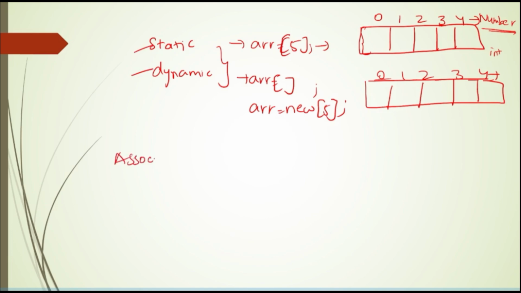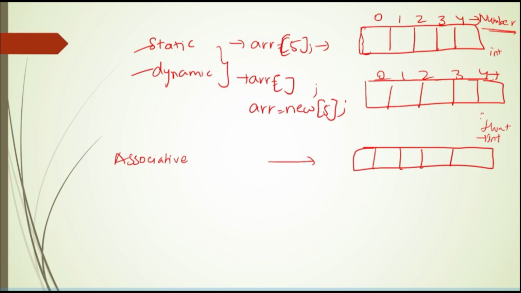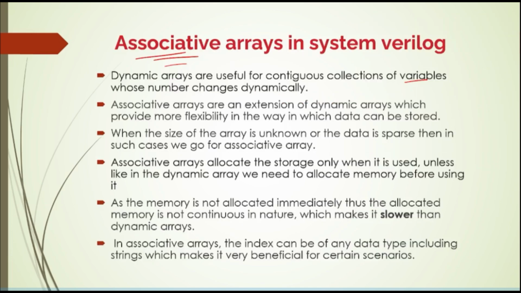But in the case of an associative array, that is not the case. The index can be of any data type. It can be a number like an integer, or a float data type like real numbers, or it can also be a string data type, which is not at all possible in static as well as dynamic arrays. We'll see an example of how this happens. This is one of the advantages of associative arrays compared to static and dynamic arrays. Clear?